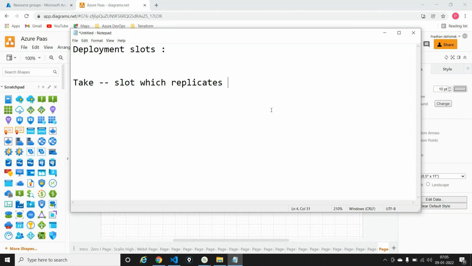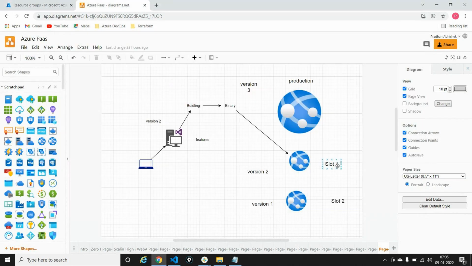And finally, once your slot is ready and tested, you can do a swap. The swap makes sure that the code in your slot goes into the main application, and the code that was in the main application is brought back into the slot. So this is what the concept of a slot really is.